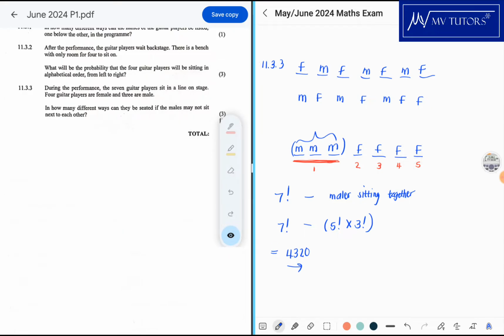Let me just read the question. Did they ask for probability? No. They asked how many different ways they can be seated. So those are the different ways. I didn't take this approach because there are so many things that I probably wouldn't have considered. But if I choose to do the complement of the scenario, then it works out better for me and I understand it much better.